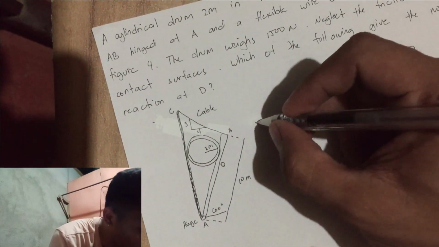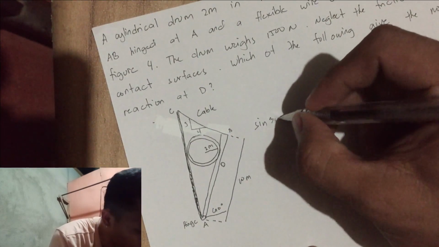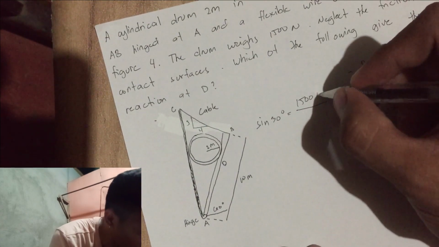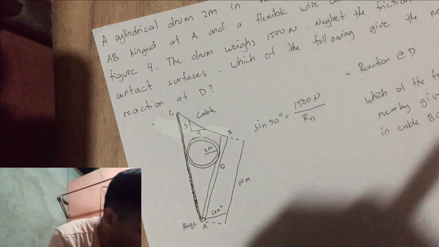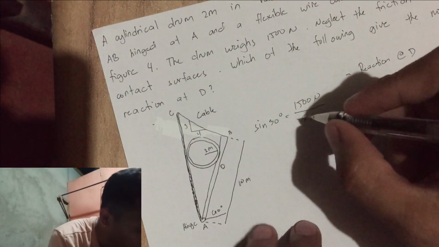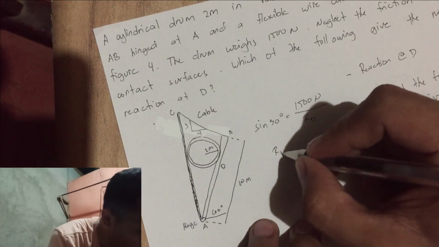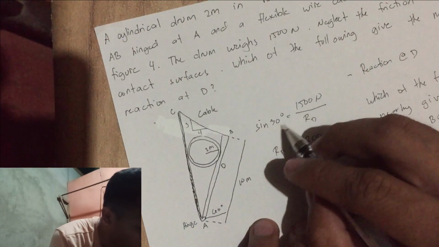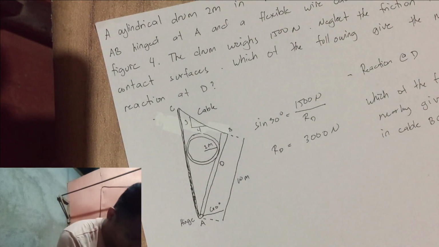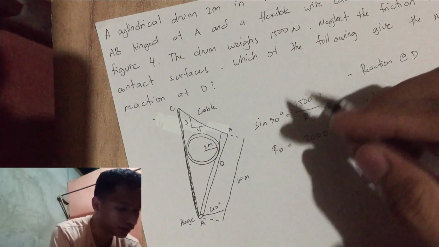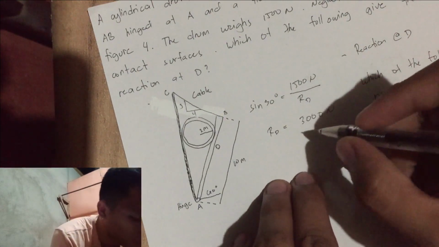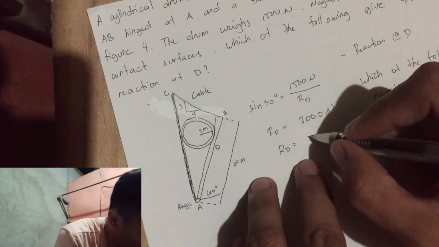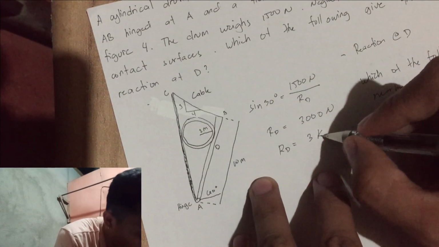Sine 30 degrees equals 1,500 Newton over RD. So we have RD equals 3,000 Newton, simply using the calculator. So the final answer is RD equals 3 kilonewton.